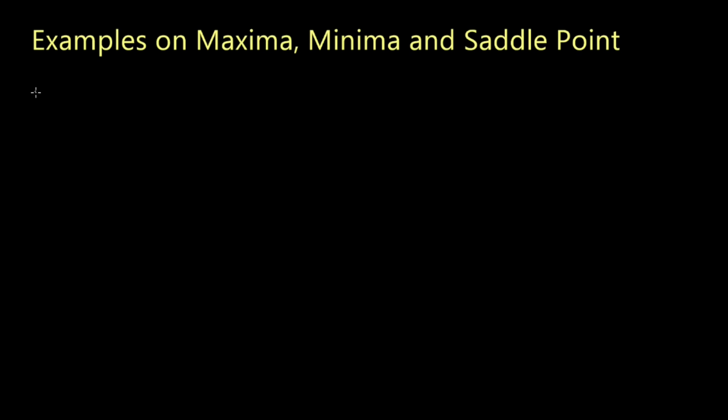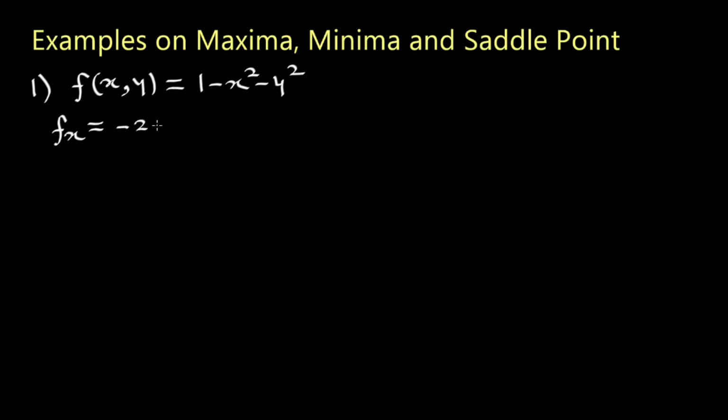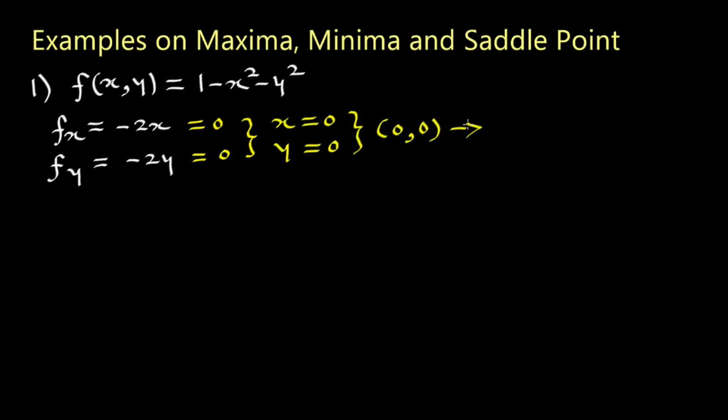In the first example, we have to find maxima and minima of the function 1 minus x squared minus y squared. First, let us find f_x, which is minus 2x, then f_y, minus 2y. To find stationary points, we have to equate f_x equals 0 and f_y equals 0 and solve them simultaneously. That gives us x equals 0 and y equals 0. So (0, 0) gives us the stationary point at which we have to find maxima and minima.